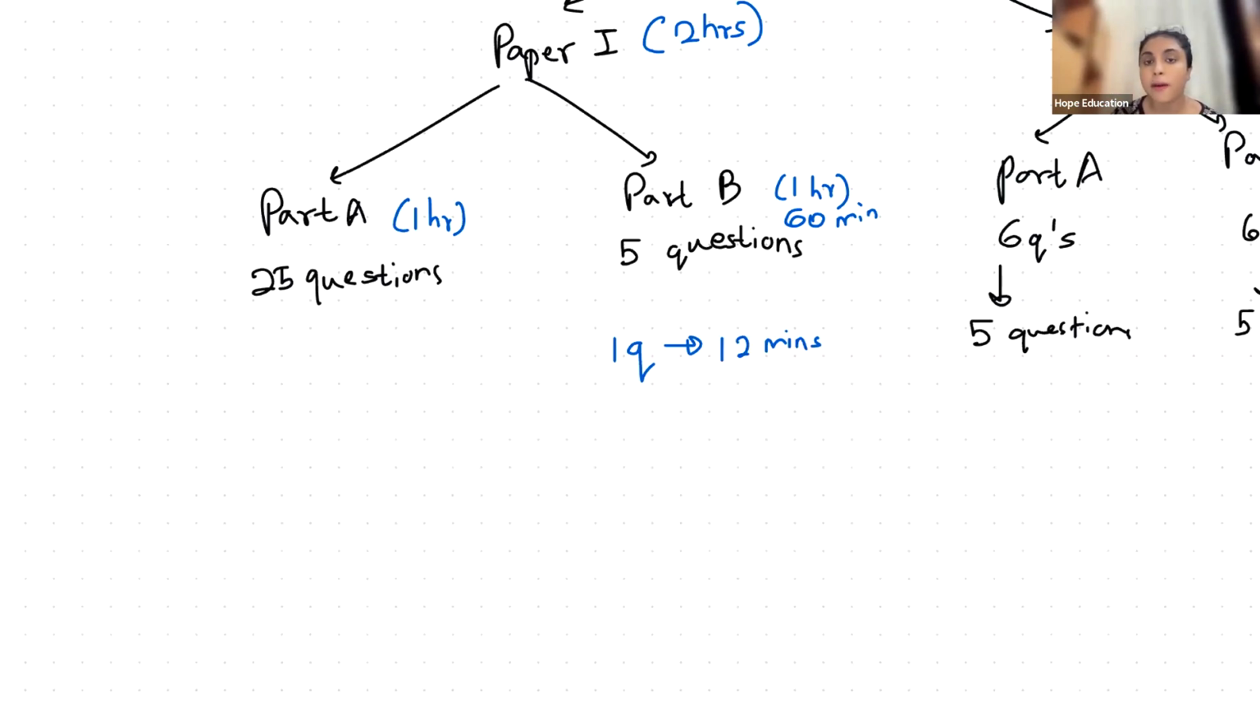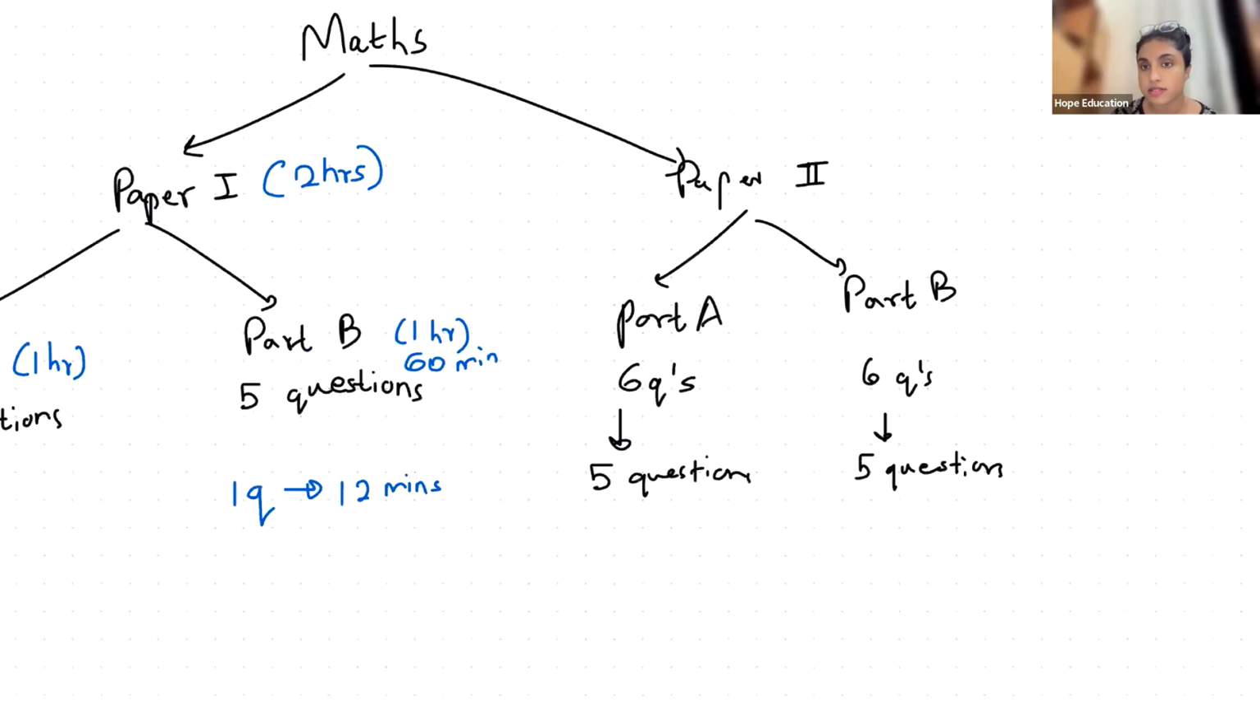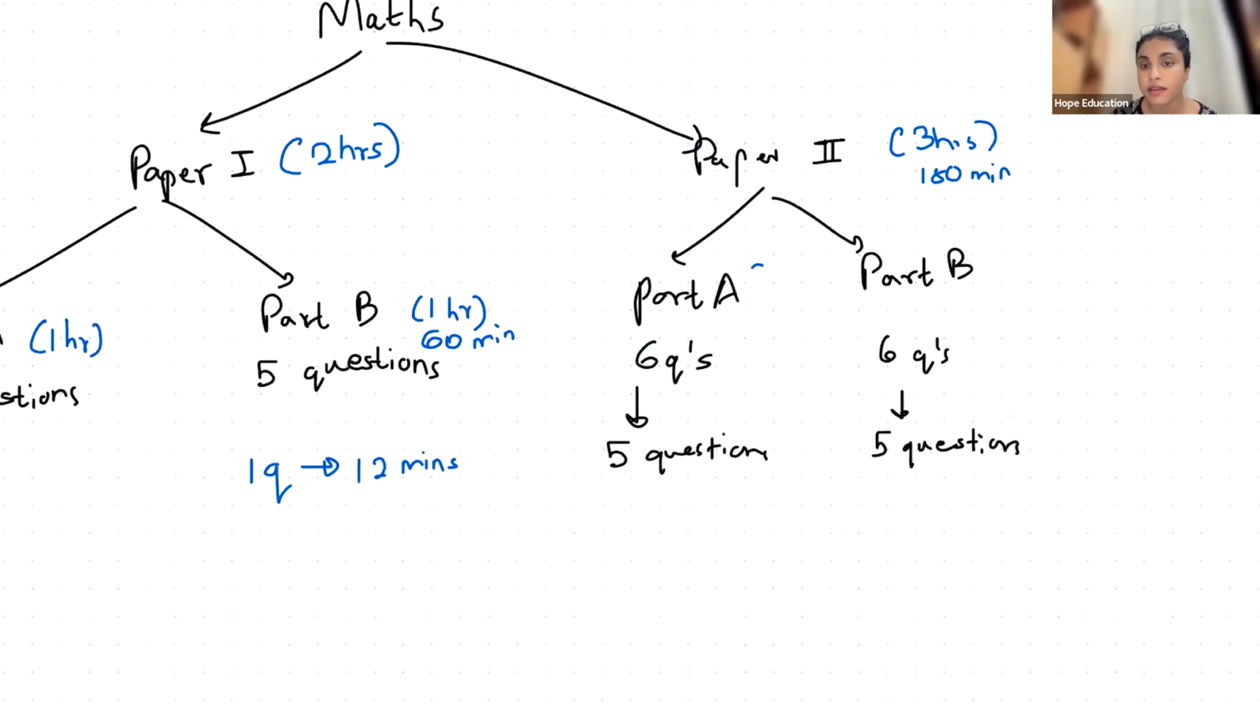Okay. Then for paper 2, you're getting 3 hours. 3 hours means altogether 180 minutes. So that means you get 90 minutes for part A and 90 minutes for part B. Take a screenshot of this and keep it near you. You are going to need this for sure. I will not tell you this again. Later we are only going to learn how to time, but I will not give you this entire breakdown again.